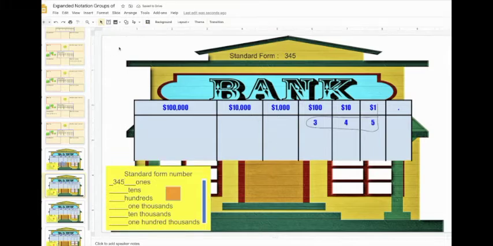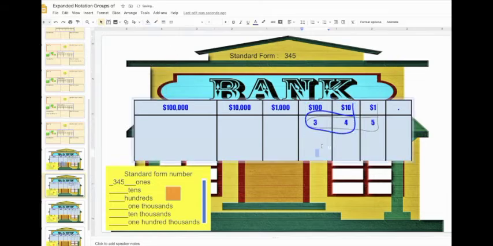Now I go to the same bank. I still want $345, but now I want them to give me as many tens as they can give me. So I'm only looking, I want to know how many tens are in 345. Okay, we're going to give this a color. So how many tens is that?